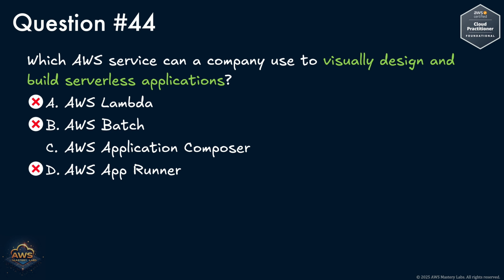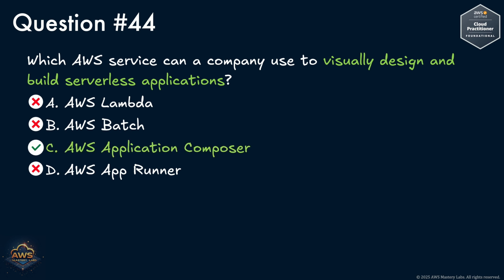Option D, AWS App Runner. AWS App Runner simplifies running web applications and APIs from source code or container images, abstracting infrastructure management. However, it is geared toward containerized applications, not serverless workflows, and lacks a visual design tool. Incorrect, because App Runner deploys web apps from code or containers, but doesn't support visual serverless workflows.